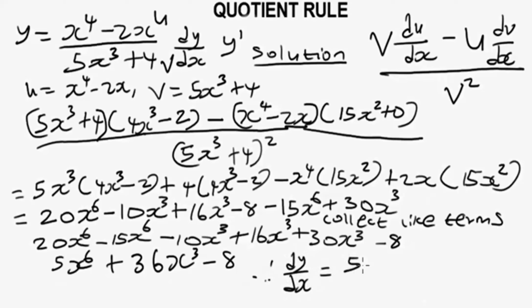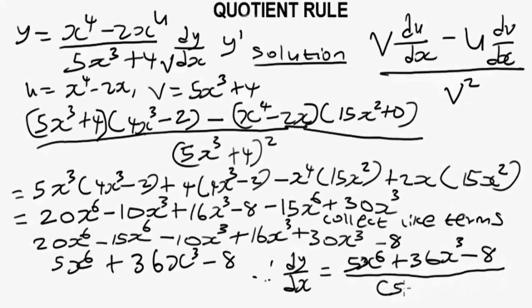So finally, therefore, dy over dx will be, bringing everything together, 5x raised to power 6 plus 36x cubed minus 8 all over v squared. V squared is what? We have it to be in bracket 5x raised to power 3 plus 4 squared. So this will be our final answer. So guys, that's it for question 2. It is as simple as that.